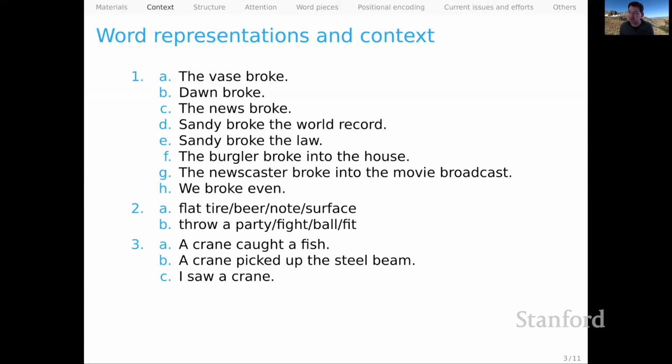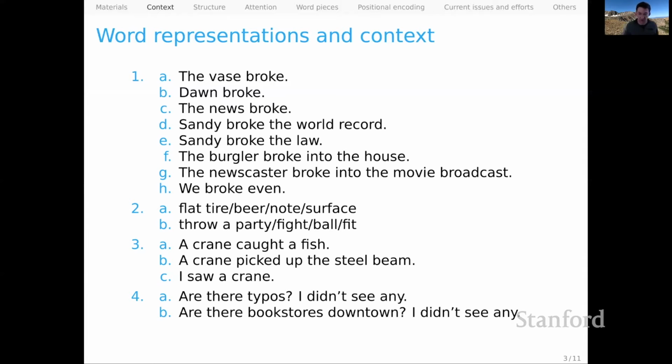And we can extend this past world knowledge into things that are more like discourse understanding. So if you have a sentence like, "Are there typos? I didn't see any." The sense of "any" here, we have a feeling that something is elided, but probably localized on "any," and "any" here means "any typos" as a result of the preceding linguistic context. "Are there any bookstores downtown? I didn't see any." Same second sentence, but now the sense of "any" is probably going to be something more like "bookstores" as a result of the discourse context that it appears in.